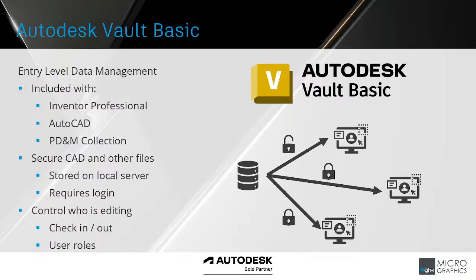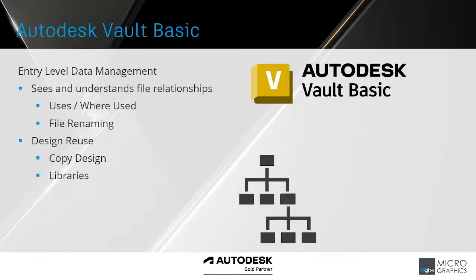And Vault Basic also brings in the first level of history management. It brings in versions. Every time a file is checked out, modified, and checked back in, a new version is created. Vault Basic also sees and understands file relationships. When you check an assembly into Vault, Vault tracks how the assembly is connected to all of the other components, and it knows the folder or the hierarchy of that assembly.